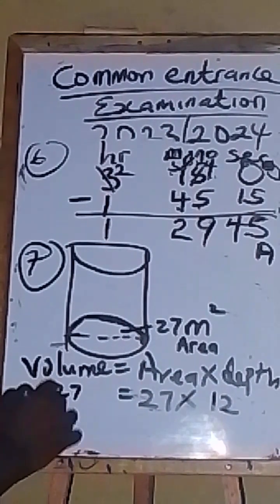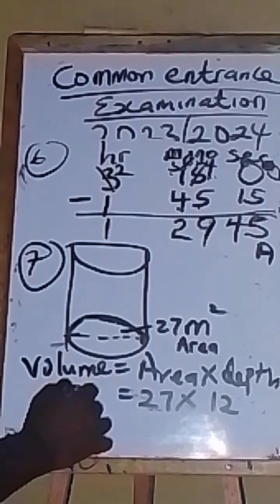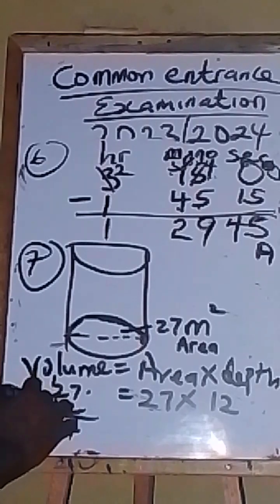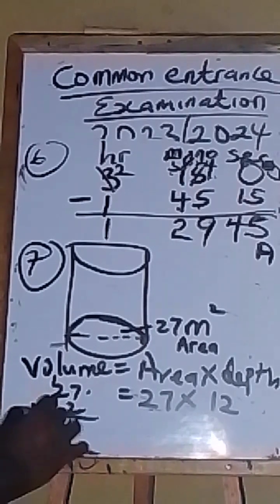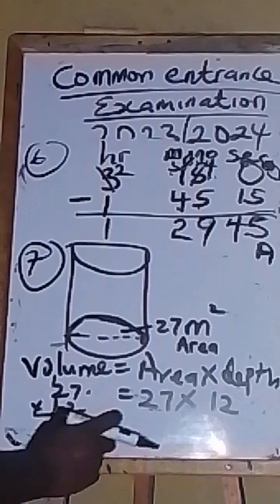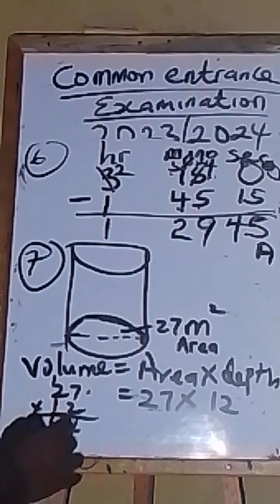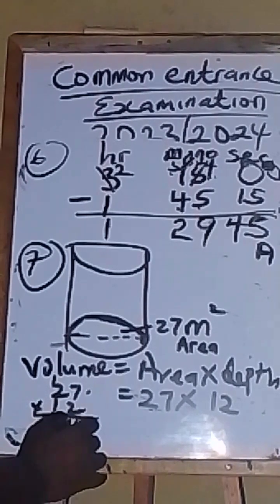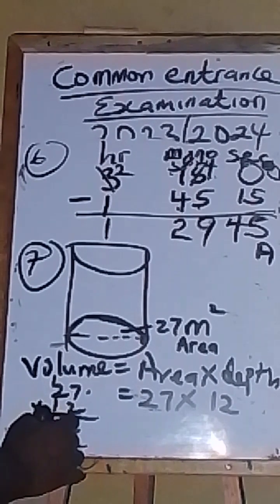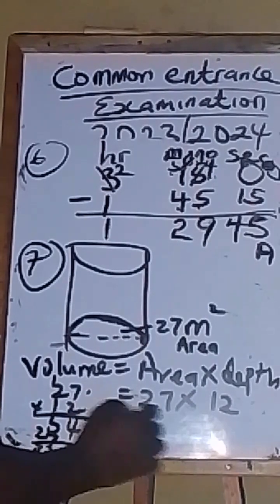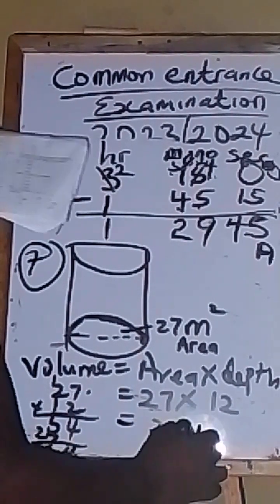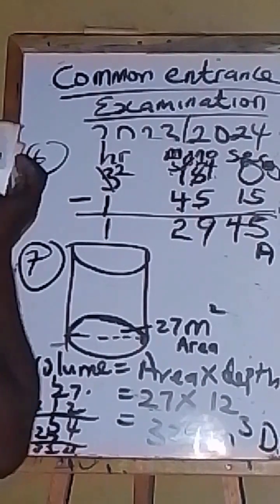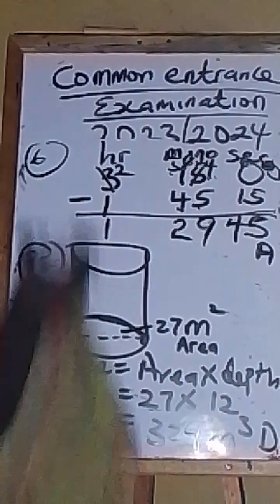So 27 times 12. 2 times 7, 14, 1. 2 times 2, 4. 4 plus 1, 5. 1 times 7, 7. 1 times 2, 2. So we have 3, 2, 4. So this is 324 meter cube. Option D.